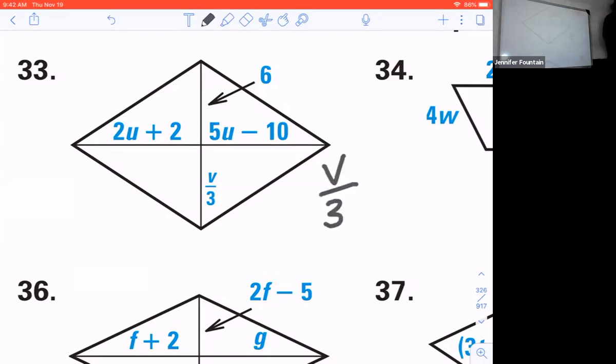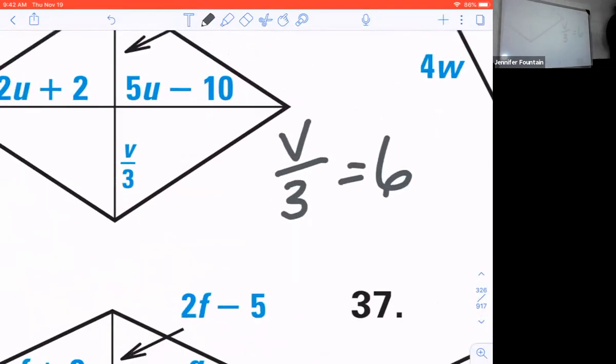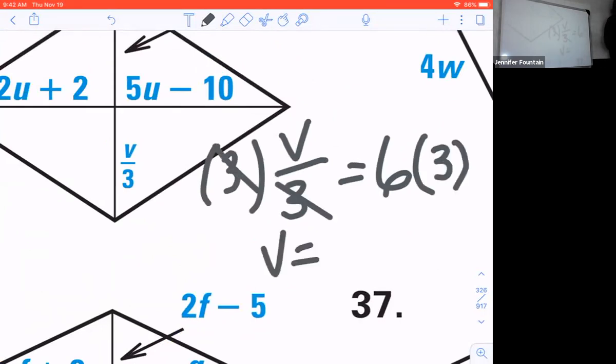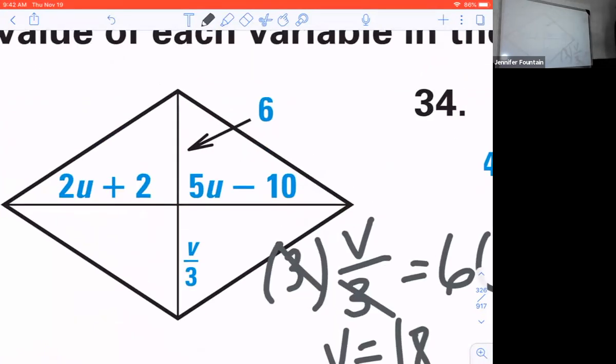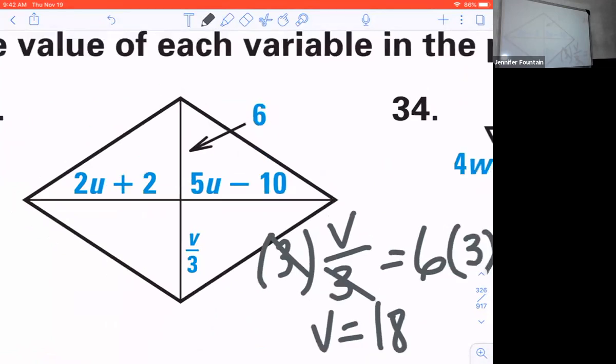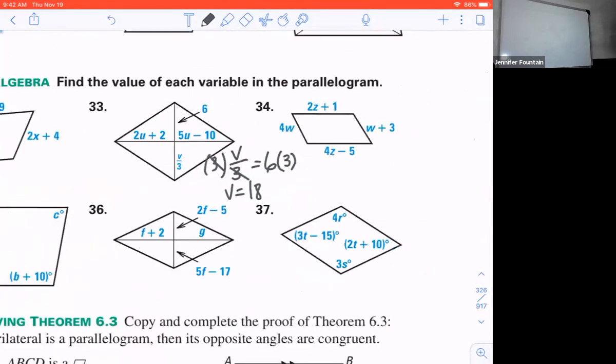If I have v divided by 3 equals 6, what kind of problem is v divided by 3? Addition, subtraction, multiplication, or division? Division. How do I undo division? Using multiplication. So what do I multiply by? 3. Multiply both sides by 3. Those 3's cancel, so v is equal to 18. So if v is equal to 18, then what is the measure of this? 6, because 18 divided by 3 is 6. And notice that it already told me that the top part is 6 as well. Okay. So you're using the relationships that we've just talked about.